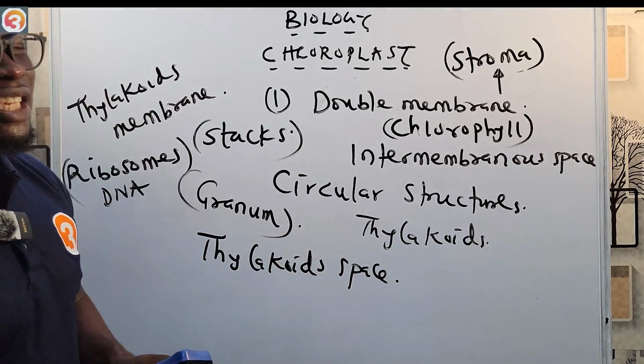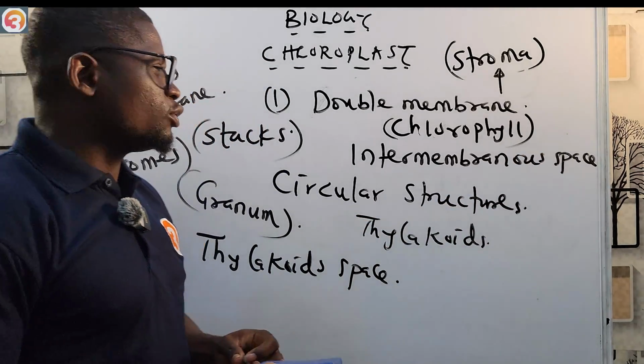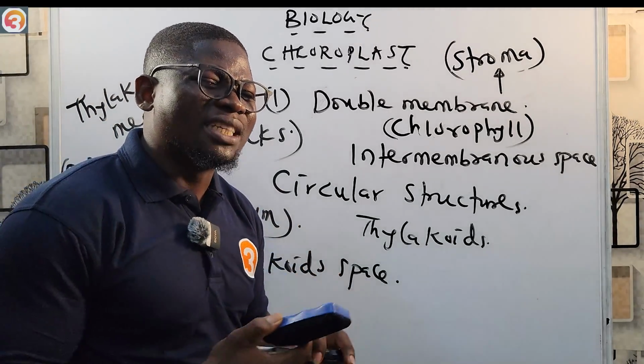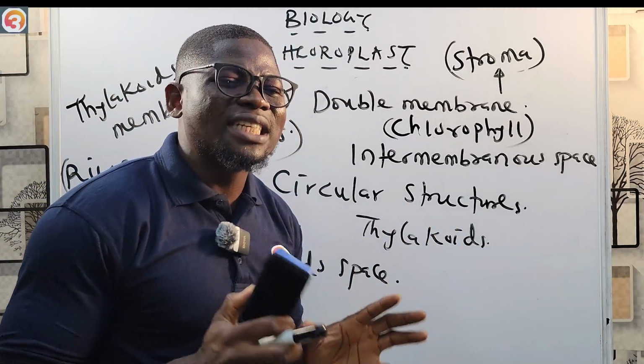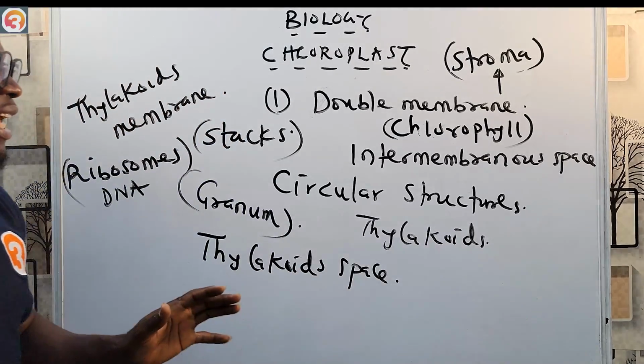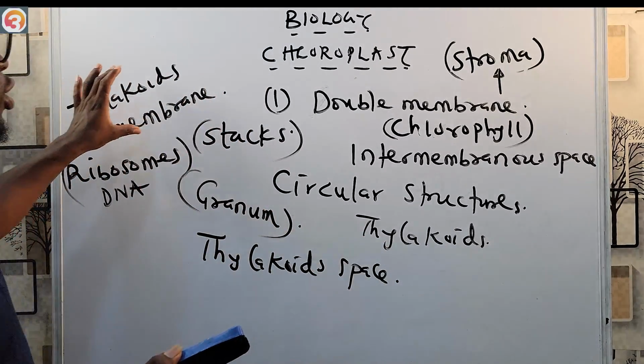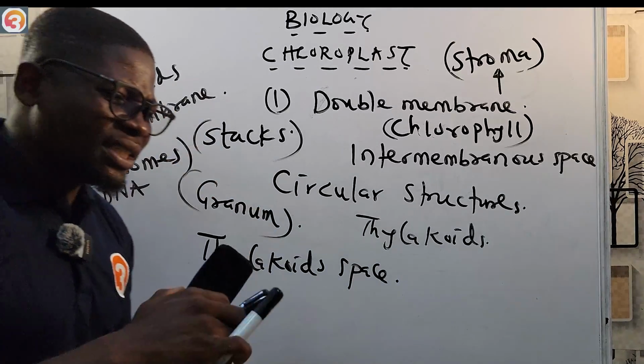Likewise, we say they have circular structures that we call the thylakoids. And it is in these thylakoids that the first phase of photosynthesis reaction takes place. We say the first phase of photosynthesis reaction takes place in the thylakoid membrane.